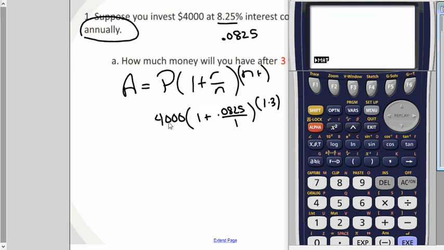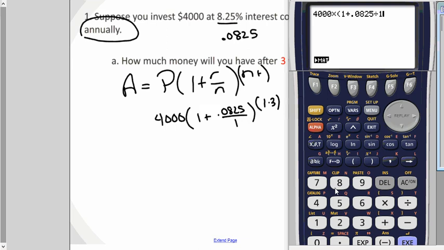All right, so I'm going to put this in, and I'm just going to use 4,000 times, you don't technically have to put it, but I like to, 1 plus 0.0825 divided by 1. Again, you don't have to have that.